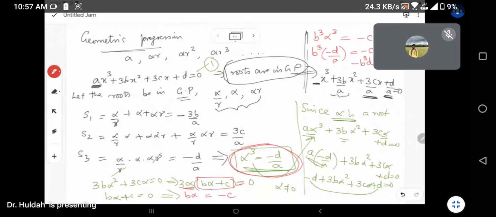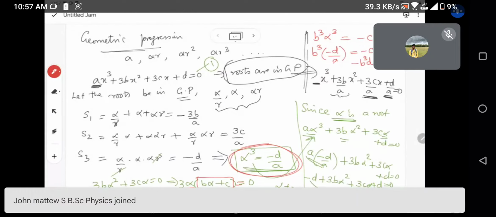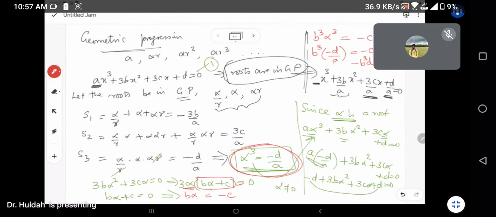Shall I cross multiply this a to that side? I'll get it like this. If you want, you can remove the minus sign on both sides. You'll get b cube d equal to a c cube. That is one condition. That's all.